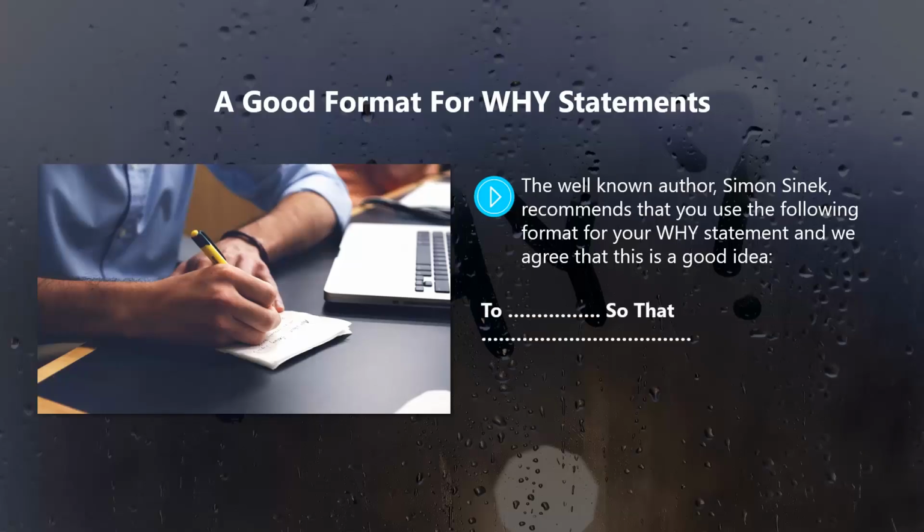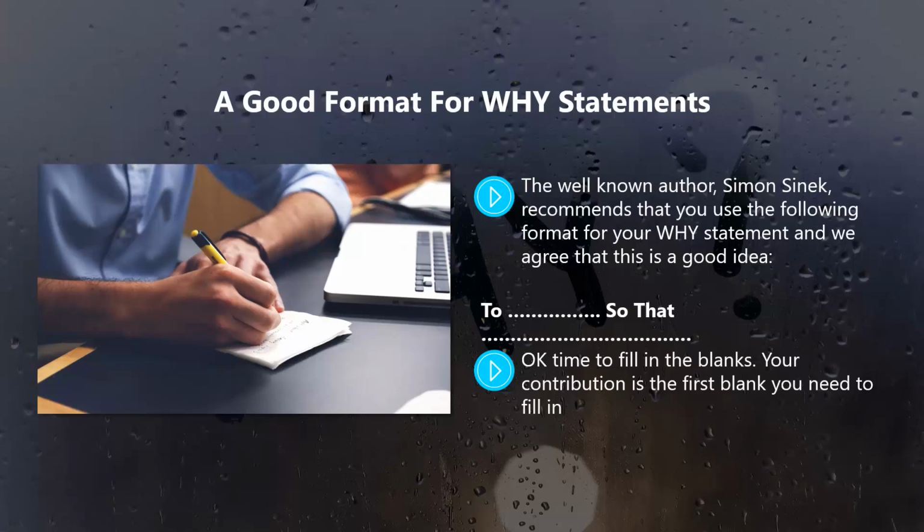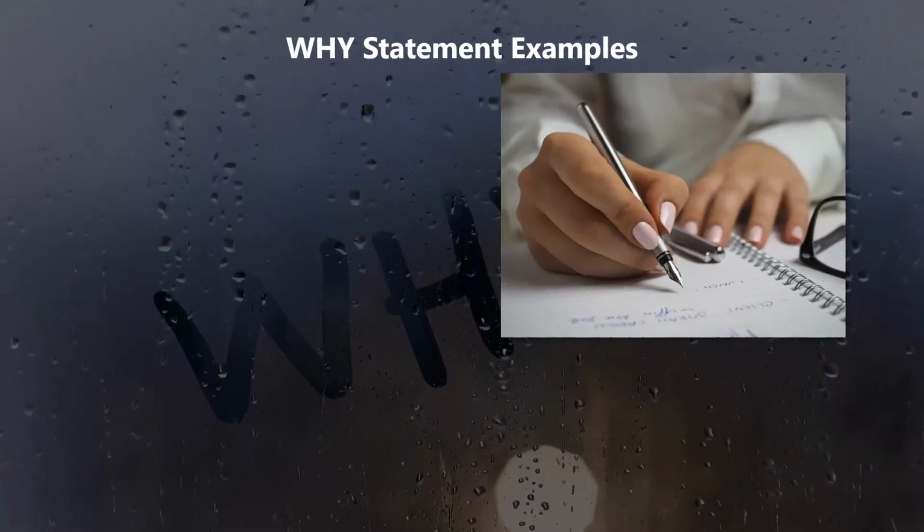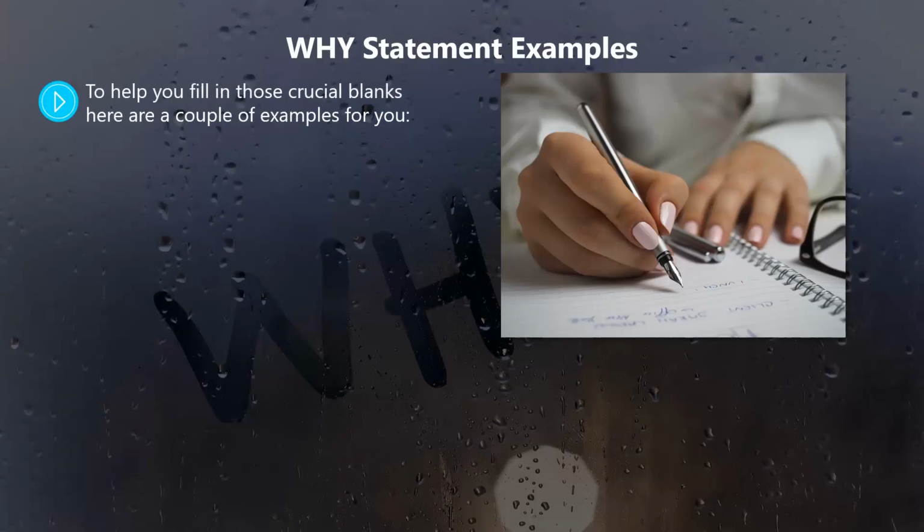To, so that. Okay, time to fill in the blanks. Your contribution is the first blank you need to fill in. This is the contribution that you will make to other people. The impact of your contribution is what you need to write to fill in the second blank. This will be totally unique to you. Why statement examples. To help you fill in those crucial blanks, here are a couple of examples for you.